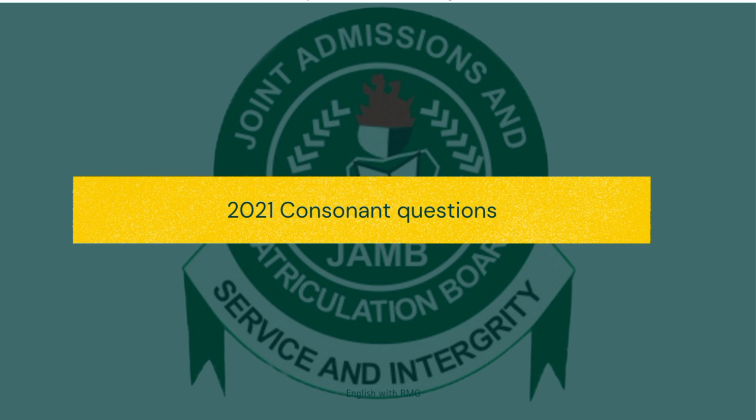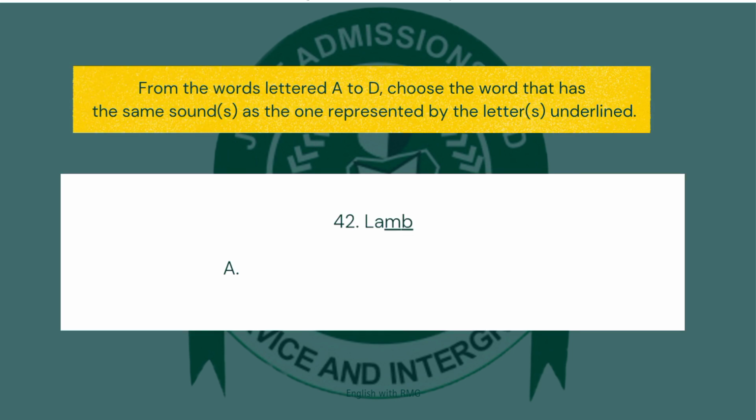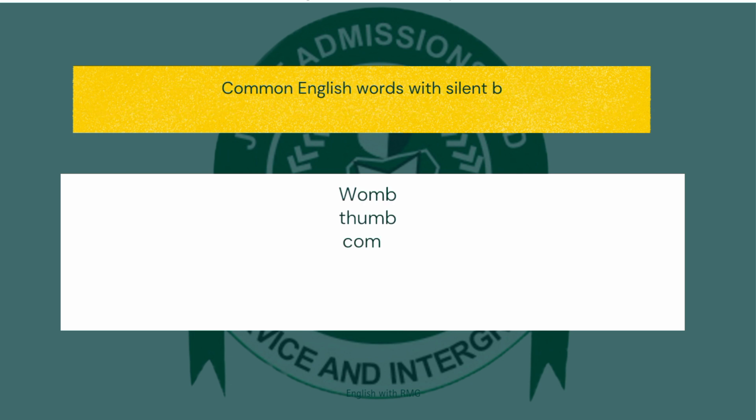So now let's move on to 2021 consonant questions. The instruction: from the words lettered A to D, choose the word that has the same sound as the one represented by the letters on the line. It's the same thing as the 2023 questions. I don't want to pronounce it. You can pause it to pick your option. Let's see if you will get it correctly. But before we choose the option, I need to explain some things to you.